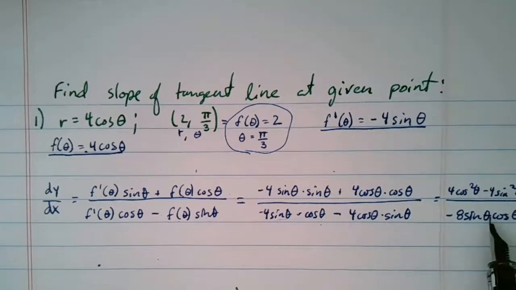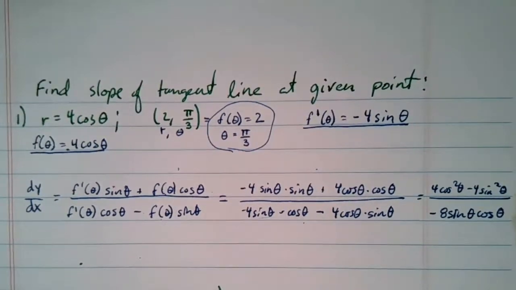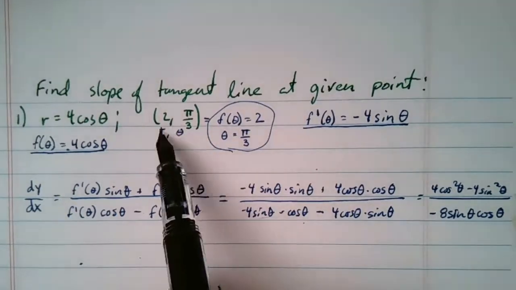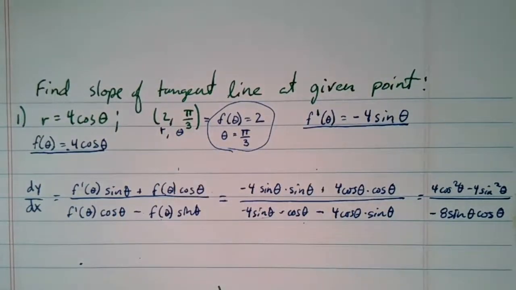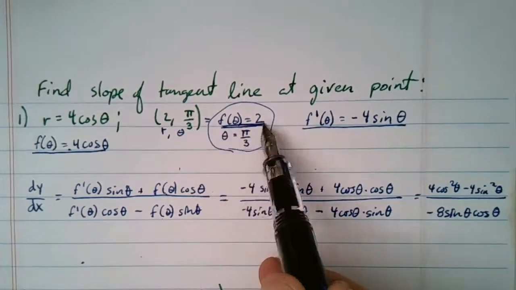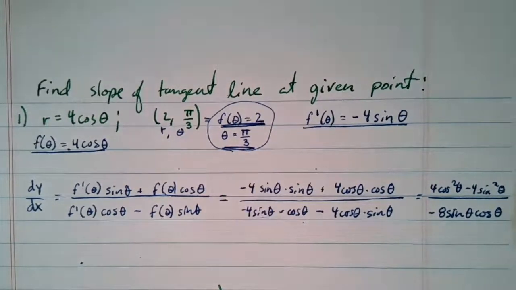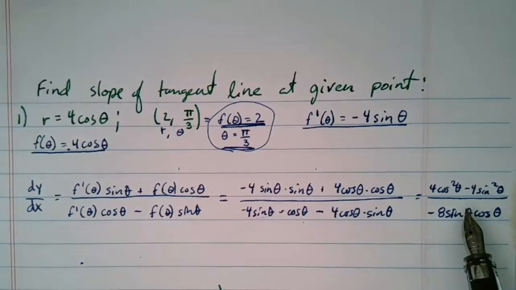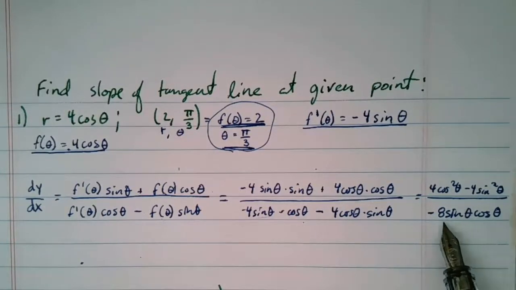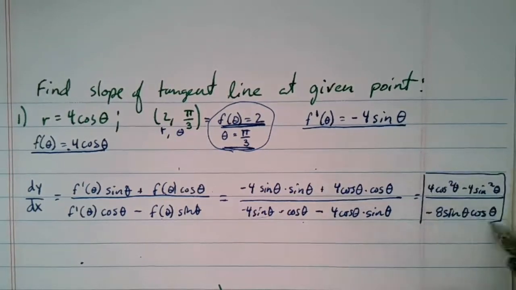Now, this would be dy dx in what's called its general form. But they gave me a point to plug in. And that point to plug in is 2 comma pi by 3. So what I'm going to do, remember, f of theta is 2, okay? And theta is pi by 3, okay? So I want to show you this in case someone ever asks you to find dy dx in its general form. That is dy dx, so put a box around that.